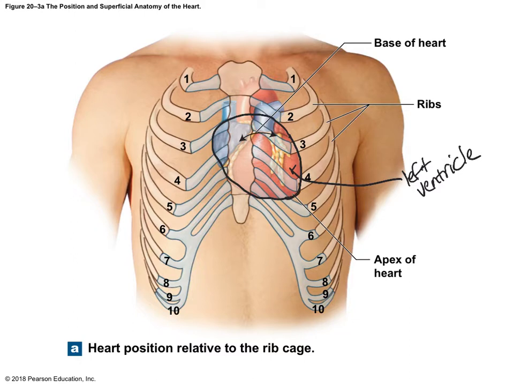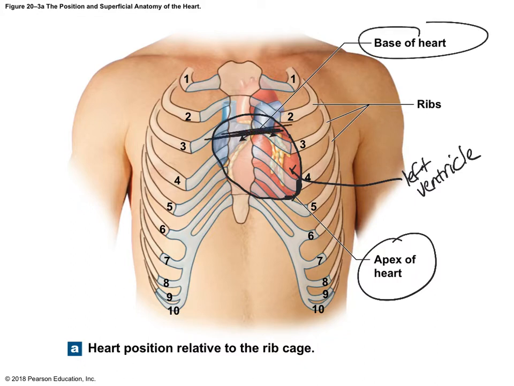And here we have that point of the heart, and that's called the apex. And up here where it's flatter, that's called the base of the heart. So we can see that the heart extends from about the second rib all the way down to about the fifth rib.